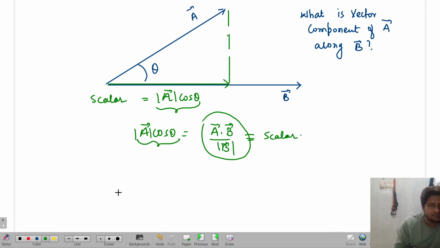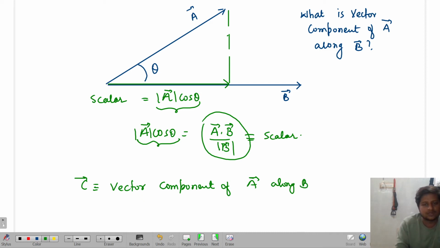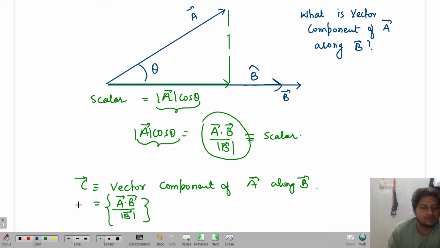So let's suppose I am calling vector C the vector component of vector A along vector B. But what should be the value of it? This vector C should have magnitude and direction. Magnitude I have got, this is nothing but A dot B divided by modulus of B, or A cos theta. But what is the direction of vector C? The direction of vector C is itself the direction of vector B or not. What is the direction of vector B? It is nothing but B cap. So the value of vector C will be A dot B divided by modulus of vector B into B cap. This is the vector component of vector A along B.